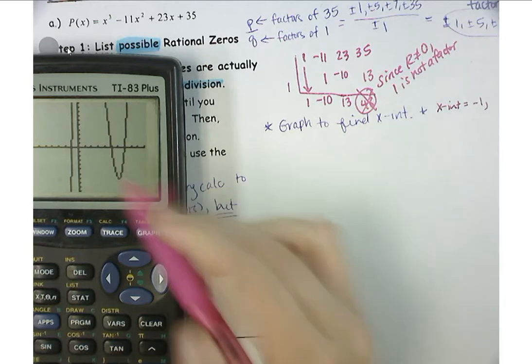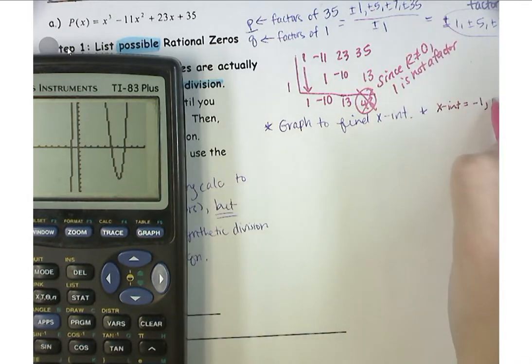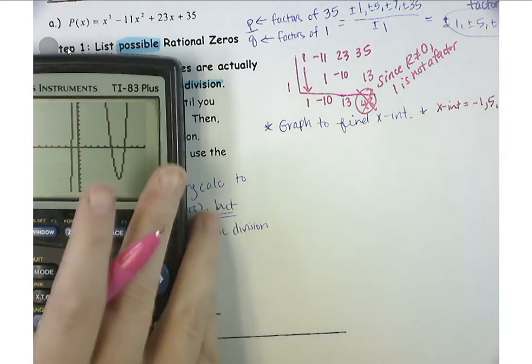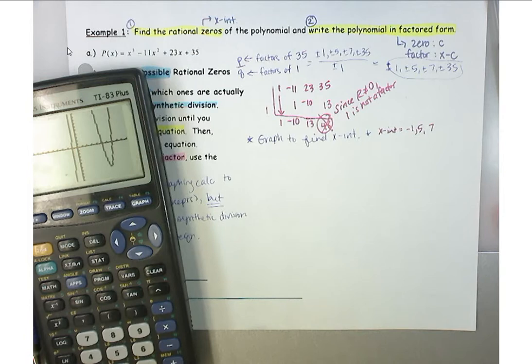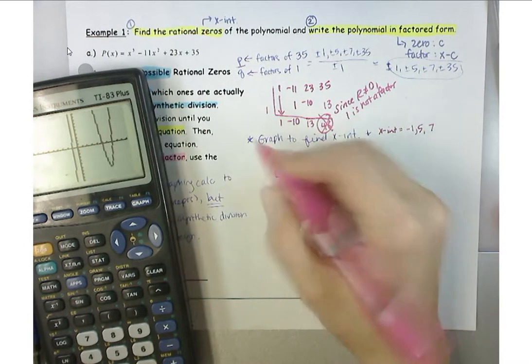This one looks like it's at 5. This one looks like it's 7. So you can pick any one of those that you want to test. Okay, so let's say I want to do -1.